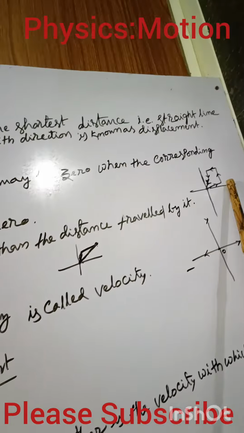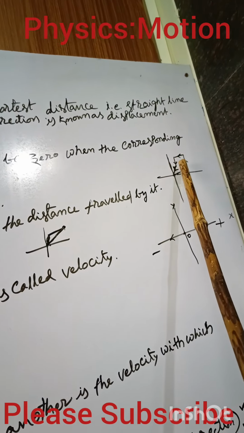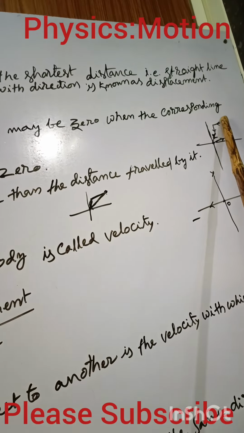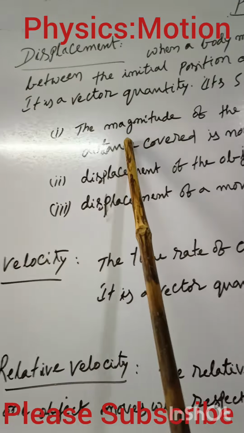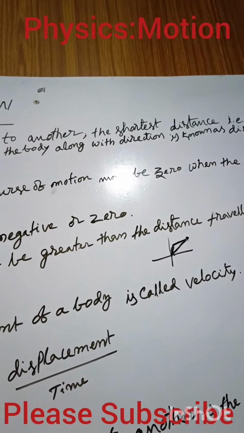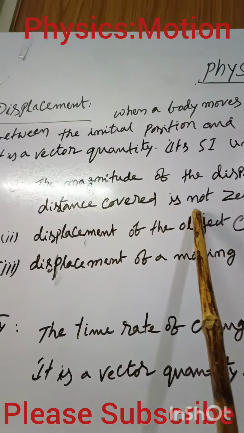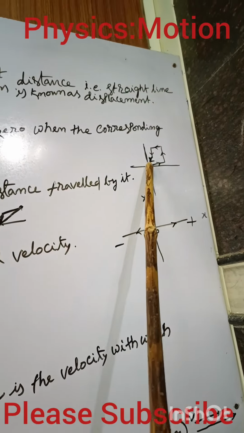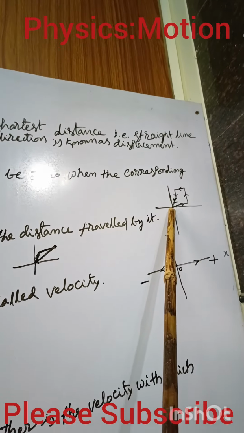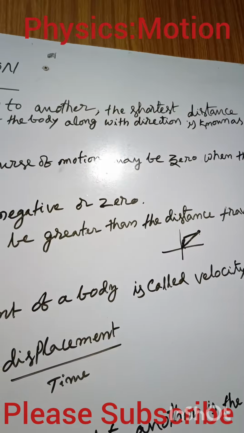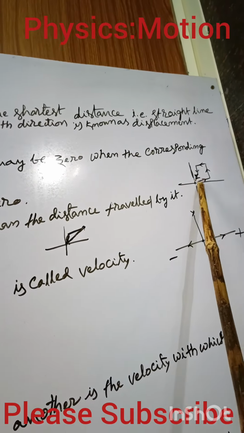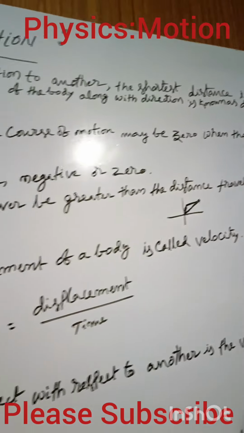See, like this, when the body is moving like this and here and back and here. If it stops here, that shortest distance is from the initial position to the final position, a straight line. So the magnitude of the displacement for a course of motion may be 0 when the corresponding distance covered is not 0. Suppose this body starts from here and goes up to here, then further here, and comes back to the same position where it started. The distance covered is the total distance, but displacement is 0 because it has come back to the original position.